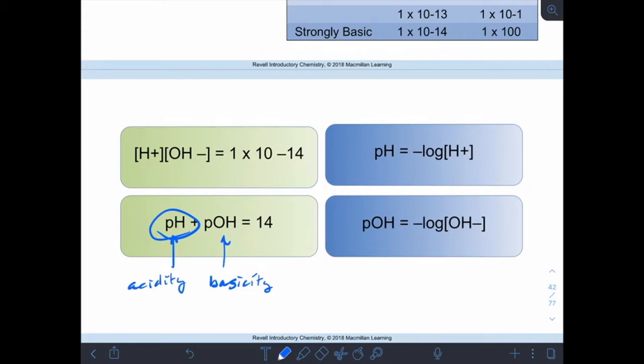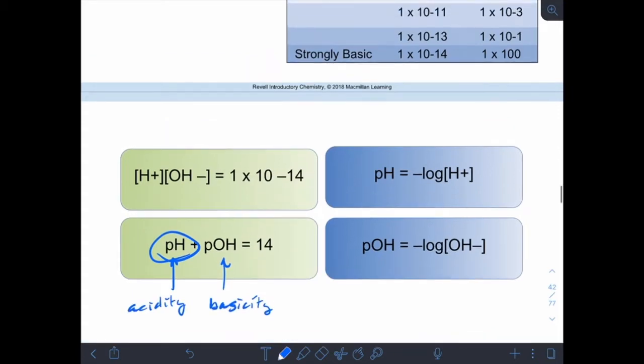But we have this relationship of H plus and OH minus, so pOH is still a thing, and we can use it to solve questions. But by and large, we're talking about pH. Now, what does it mean to have the p? Anytime you see a p in front of something, that is a mathematical operation. It means to take the negative log of that thing. So pH is the negative log of the H, and pOH is the negative log of the OH.